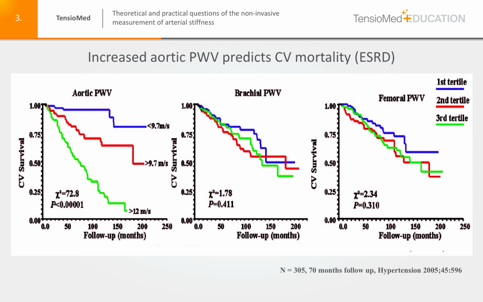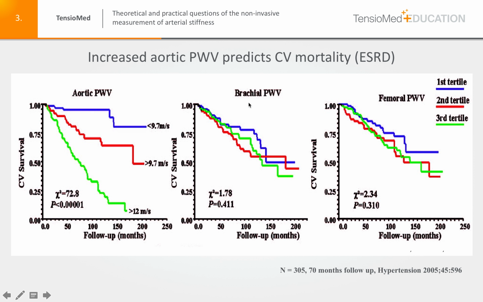Here in this picture, we can see that if the aortic pulse velocity is high, in this case more than 12 meters per second, almost all of the patients died by the end of the follow-up. If the aortic pulse velocity turned out to be normal or low, less than 9.7 meters per second, almost all of the patients survived the follow-up period.